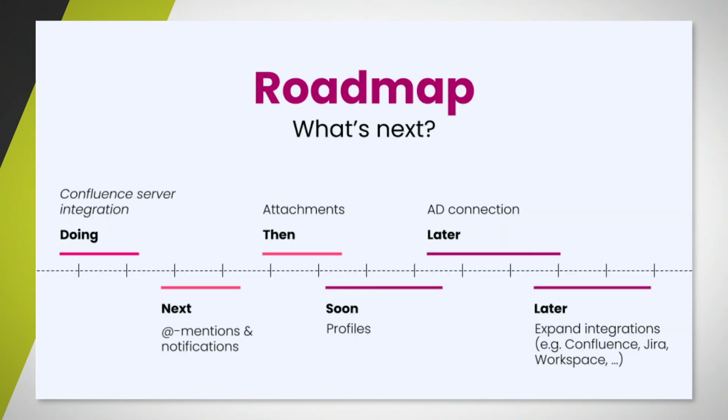What else is on the roadmap for the next months? There will be an integration for Confluence Server, but we will have a look at that later. Next steps, mentions in posts and news, and of course attachments. This will be something we're looking into in the next months. And soon will be our work on user profiles and the possibility to display information based on profile fields, Active Directories, and further integration with other apps. But we want to work on this roadmap together with you. So please give us your feedback and let us know what you think.